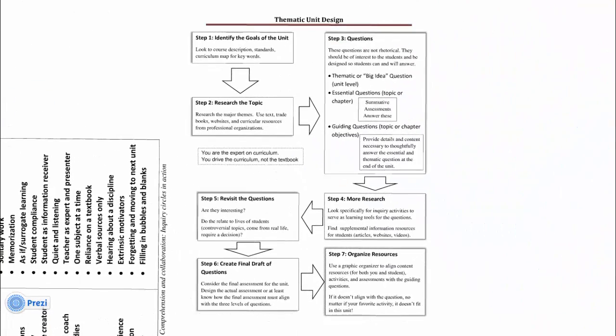And out of this, I developed a thematic unit design. I developed a biology course that was thematic units, not your typical unit on cells, a unit on plants, a unit on animals, but thematic in nature. So let's look at the steps. The one thing that I always encourage young teachers is, you are the expert on the curriculum. You drive the curriculum, not the textbook, not the standards. The standards are not curriculum.